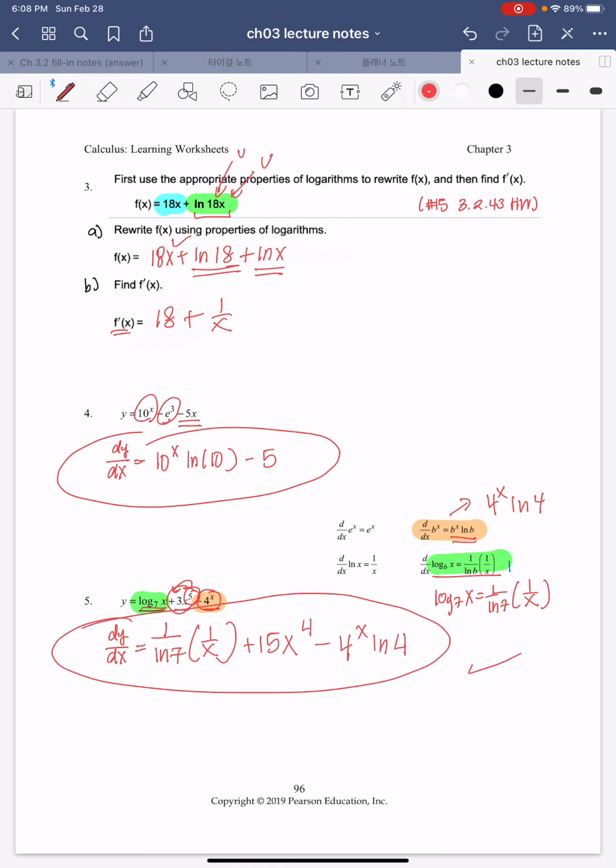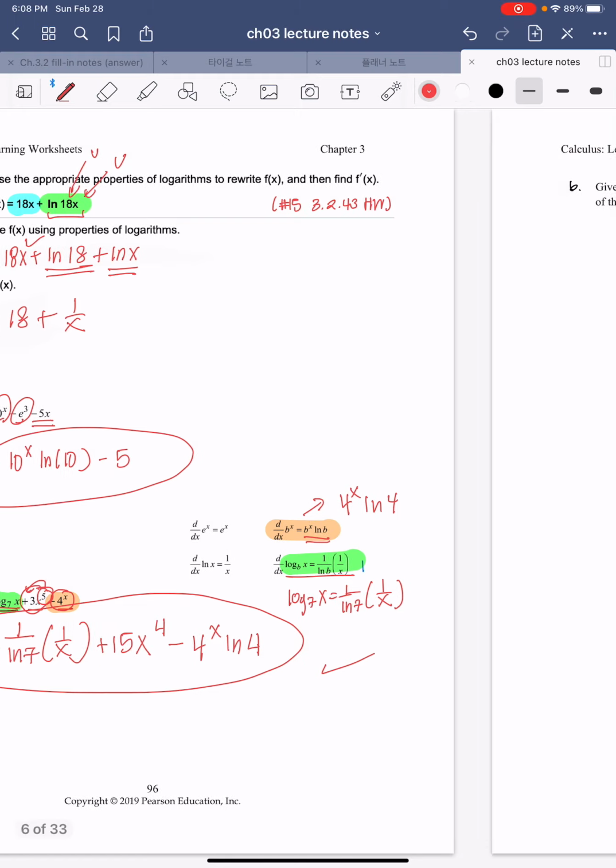Done. Okay. So we did 5 different problems to take the derivative. So please use this example to practice more derivative on your homework problems.